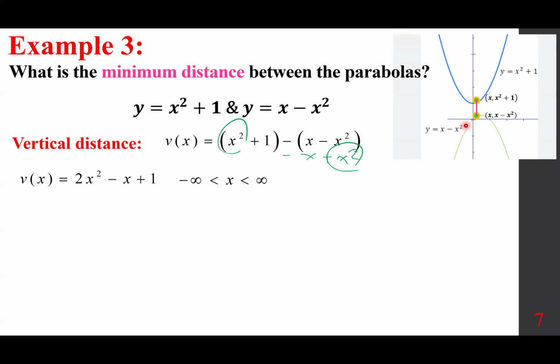So let's go to work. To minimize this, we are going to take the derivative. It becomes v prime is 4x minus 1. V represents the vertical distance. And so to find the critical point, we set this equal to 0, which results in x being 1/4.